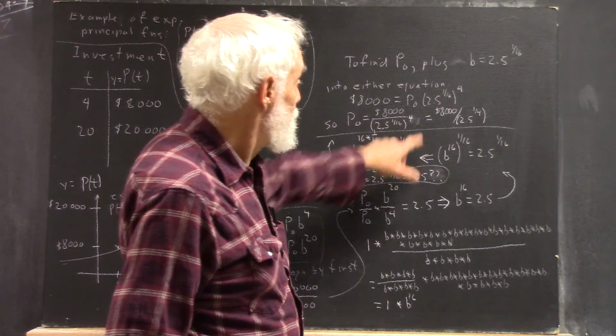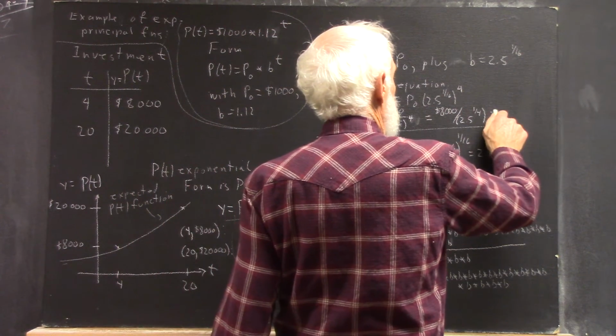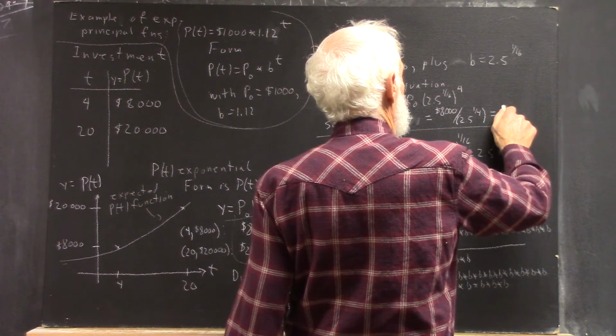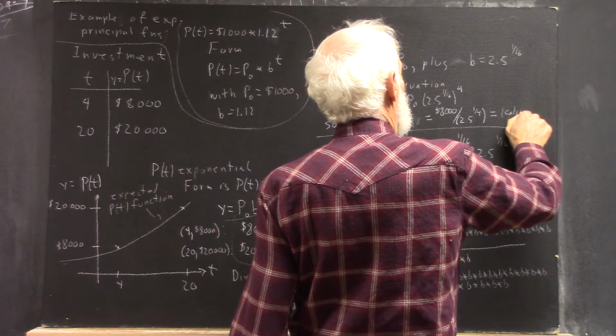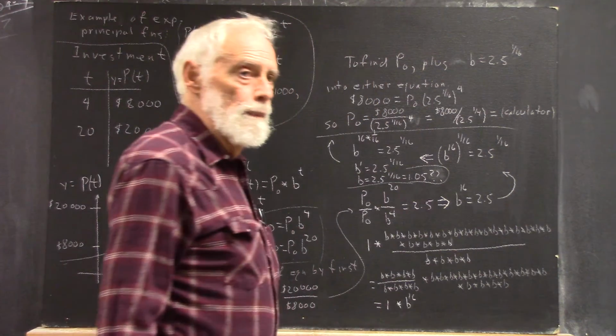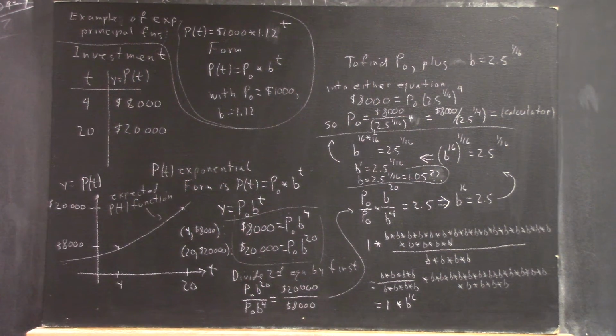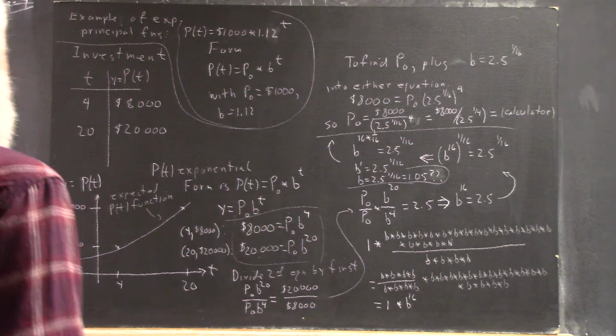1/16 times 4 is 1/4 equals, and then you use your calculator. That'd be around $7,000. Make sense? Well, hopefully, because that's the process.